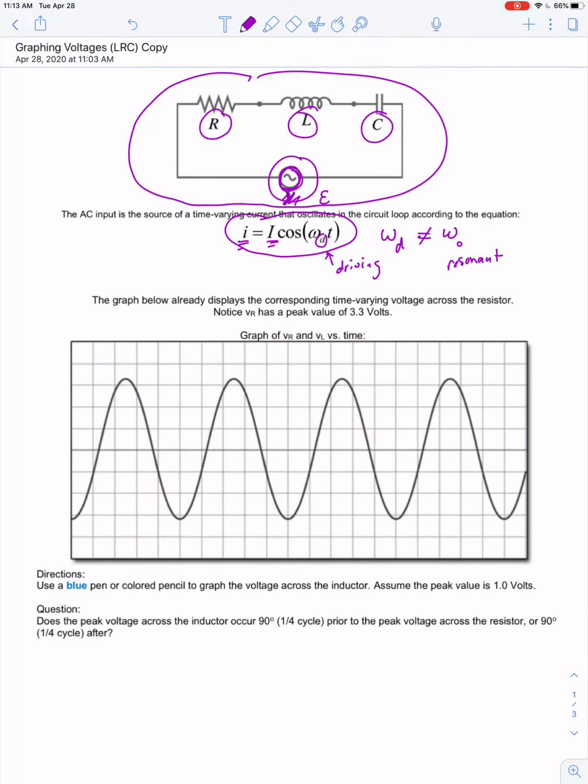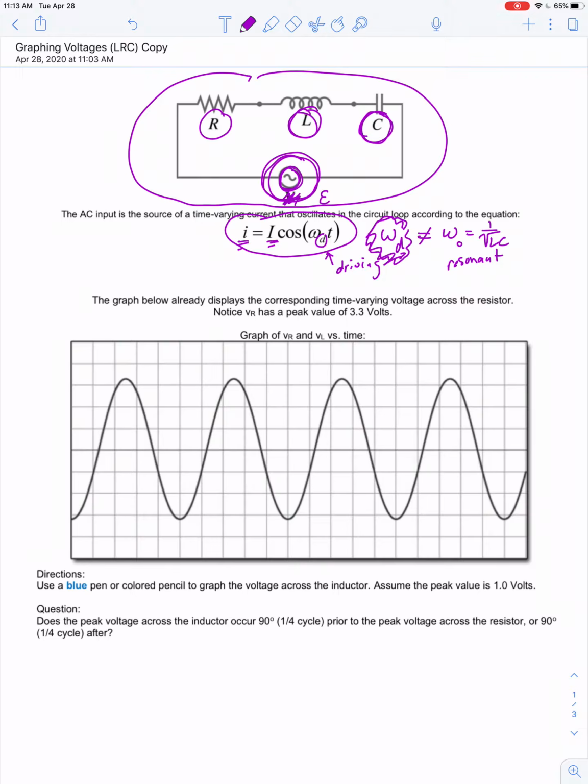Now, sometimes the driving frequency is the resonant frequency, and then the circuit behaves in a very particular way. But in general, the driving frequency can be any value you want, whereas the resonant frequency is entirely dependent on the values of the capacitance and the inductance. So resonant frequency is always equal to 1 over the square root of LC, whereas driving frequency, well, it's up to you. You can drive the circuit at any frequency you want if you have a generator that has a variable frequency knob on it. So let's get to this problem.